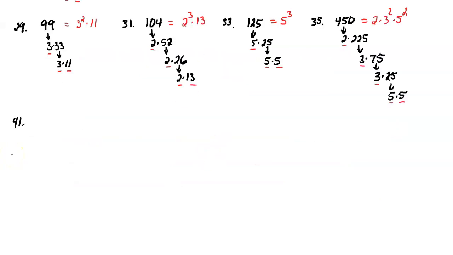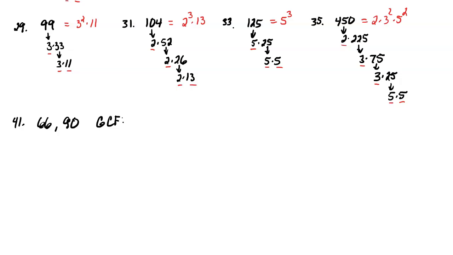Next, number 41. We're given two numbers, 66 and 90, and we're asked for the greatest common factor. What is the greatest number that's a factor of 66 and 90? They both divide by 1, that's a common factor. They're both even, so they divide by 2, that's a common factor. Maybe they both divide by 3. But what is that largest number we can find that divides into 66 and into 90?